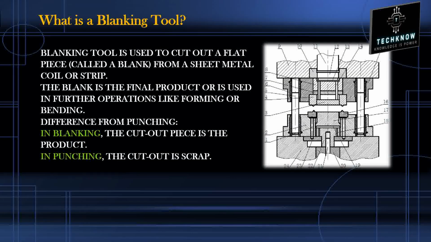What is a blanking tool? A blanking tool is used to cut out a flat piece, called a blank, from a sheet metal coil or strip. The blank is the final product or is used in further operations like forming or bending. Difference from punching: in blanking, the cutout piece is the product. In punching, the cutout is scrap.